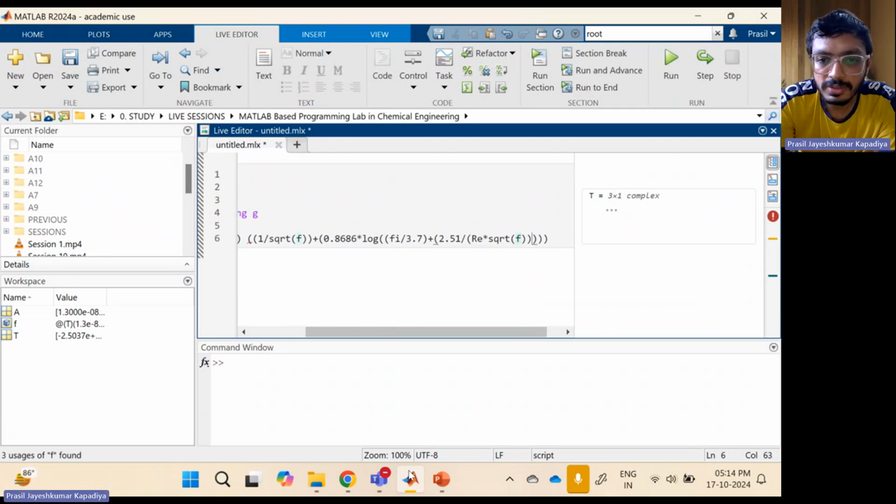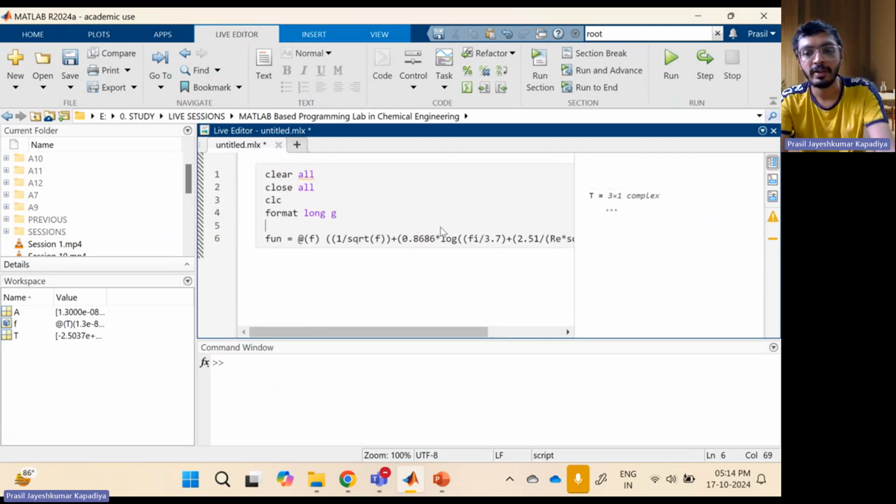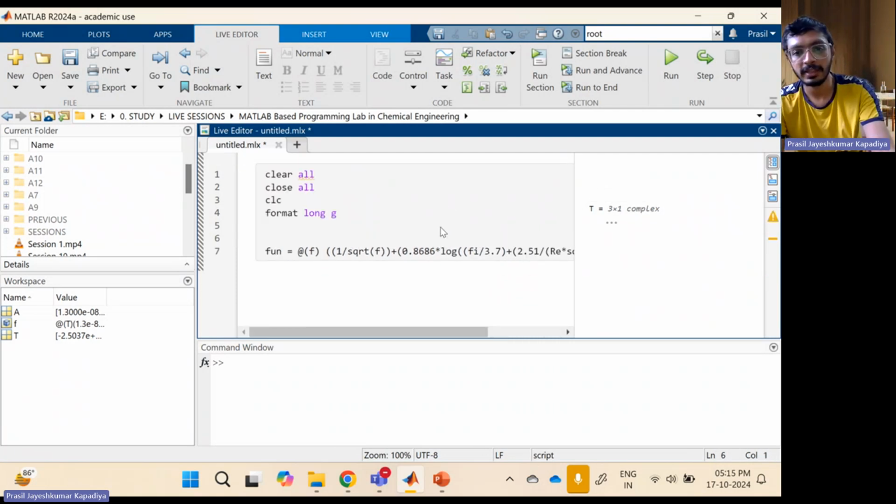So this bracket is closed, this is closed. This whole thing is in log, so we need to be careful. So that is also closed. This is closed and this is also closed. Yeah, no, we have not closed one more bracket. Okay, so this is how we have written the equation. Be really careful while writing this.